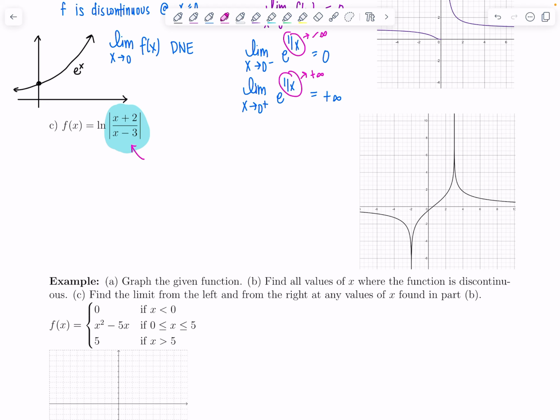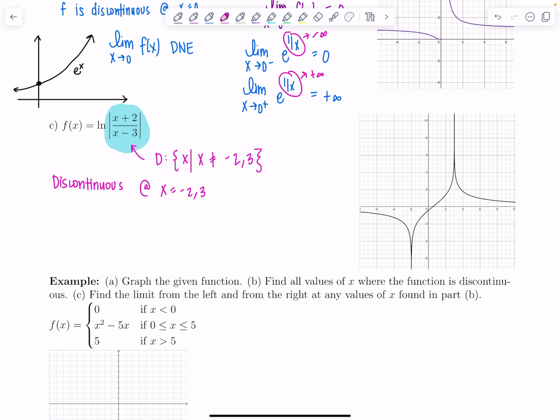X can't equal negative 2 or positive 3. So if I were to write the domain for this function, I'd say all x's such that x can't equal negative 2 or positive 3. So that's exactly where f is discontinuous: discontinuous at x equals negative 2 and 3.